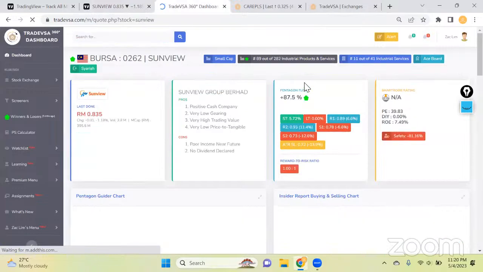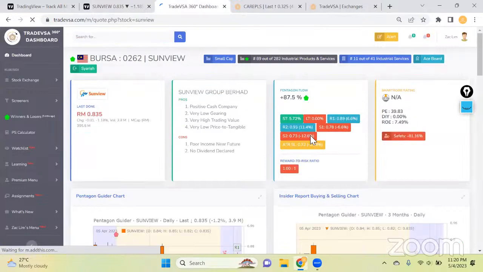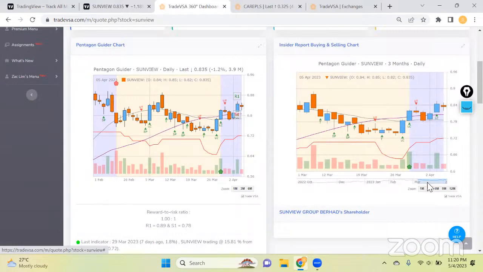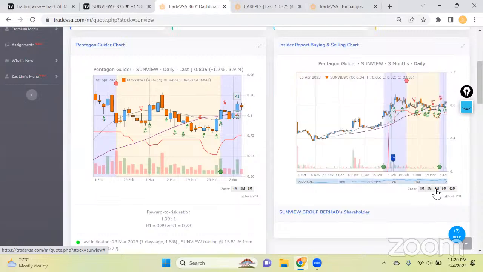So, let's go into Sunview. The risk to reward at the moment, if you want to enter at this price, is 1 to 1, so nothing much over here. That's why I like to park slightly lower to see any good potential. Six months ago, nothing much here as well.